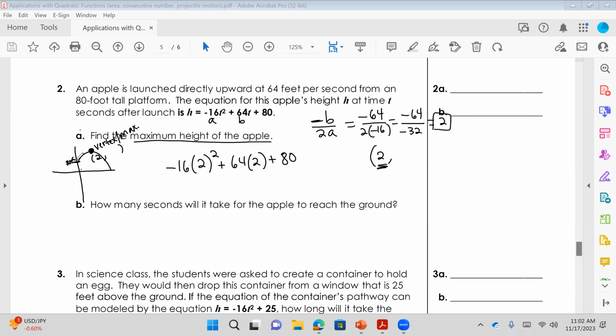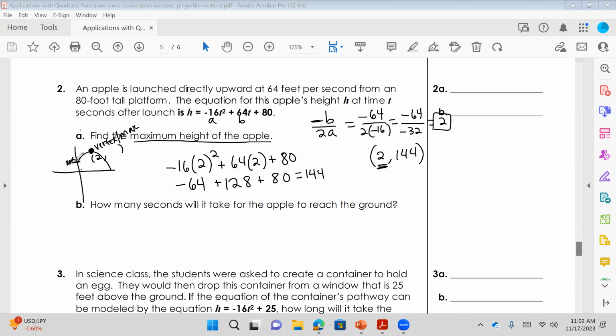So 2 squared is 4, and 4 times negative 16 is negative 64. Plus 64 times 2 is 128. And then we're going to add 80. So negative 64 plus 128 plus 80 is 144.